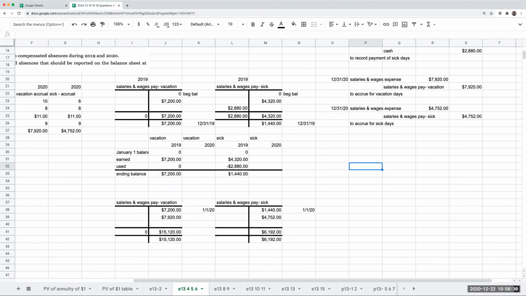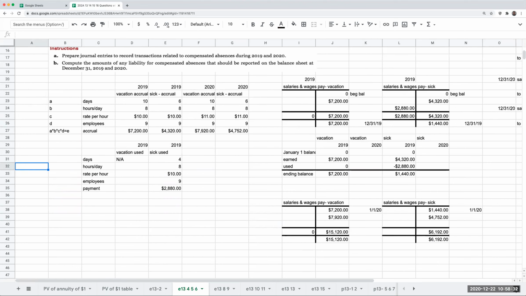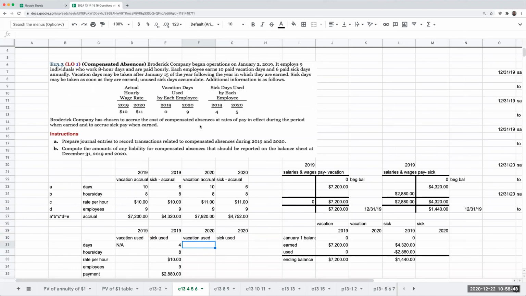Now we get the fun part, which is that we're using days. We've got vacation used and sick used. Let's do the vacation used first. In 2020, they used 9 of their vacation days, 9 days at 8 hours in a day.